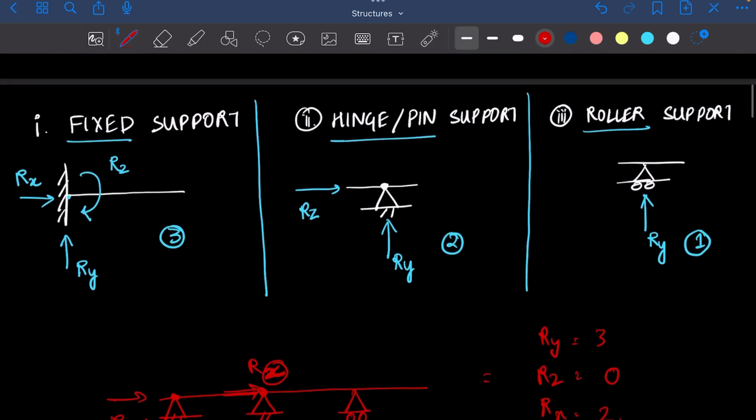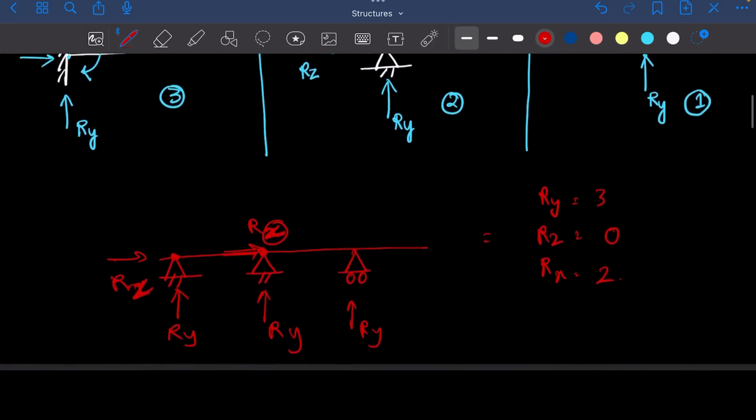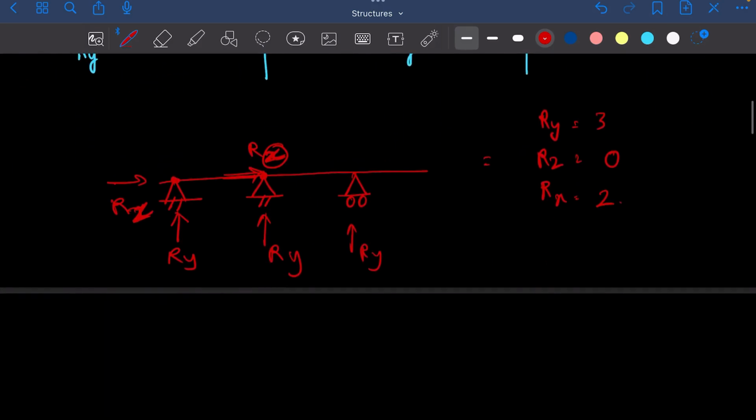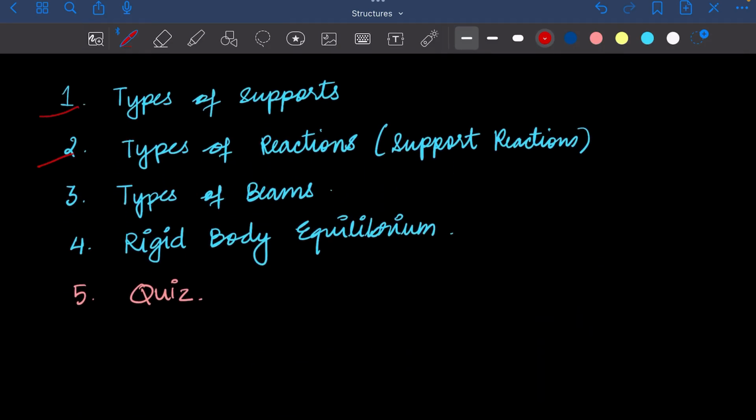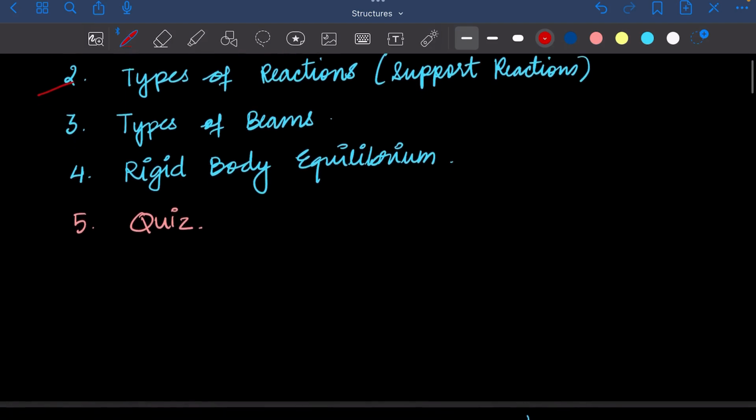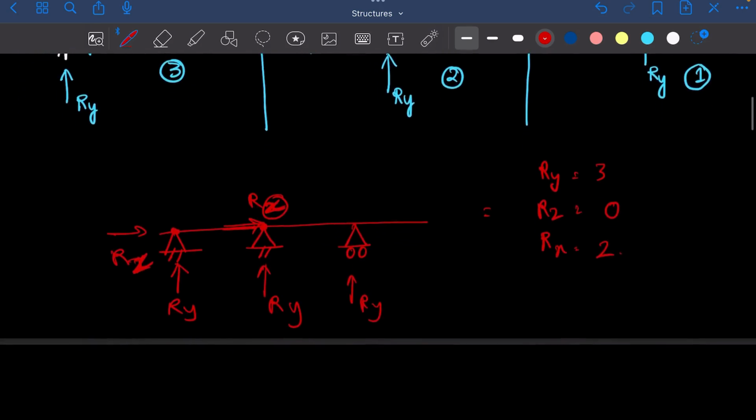Okay, so we understood the different types of supports and the different reactions that occur. Now let's understand what the different beam types are. These are all very short concepts that form the basis of your structures. Let's understand the different types of beams.